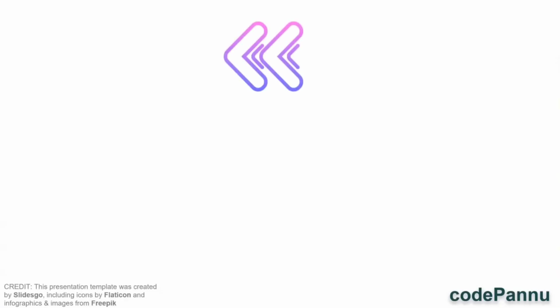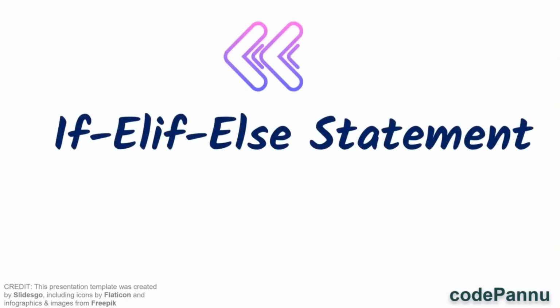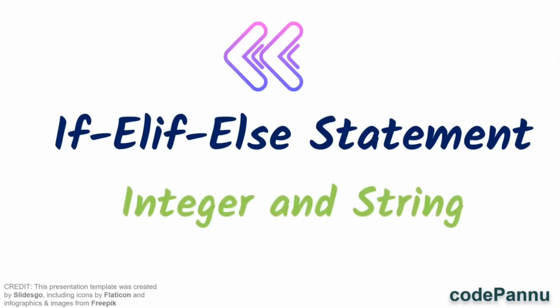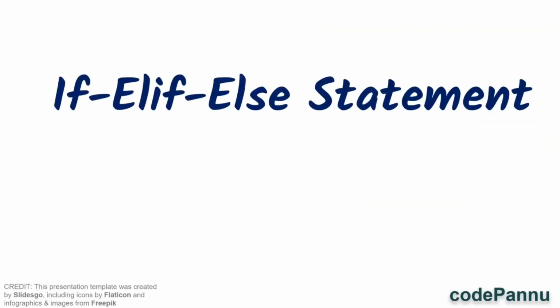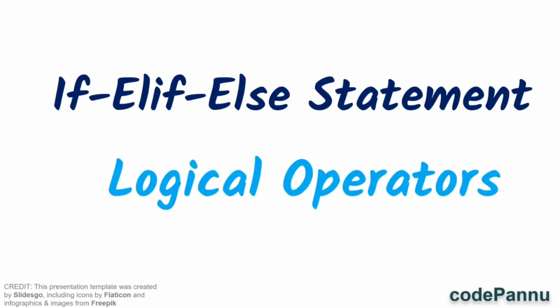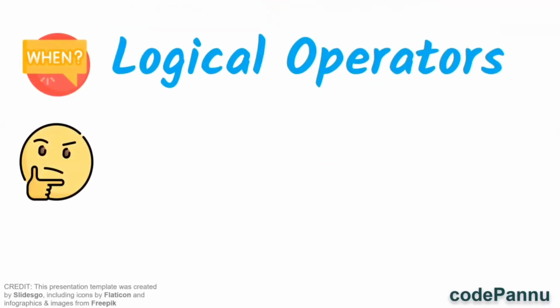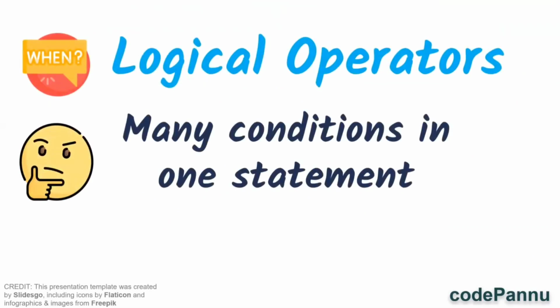Hi! In the previous topic, we saw the if-elif-else statements with integer and string variables. In this video, we are going to see the same if-elif-else statements, but how to write them with the logical operator. Shall we recall when to use logical operators? We use logical operators to combine many conditions in one statement to get one output. Let us take an example.